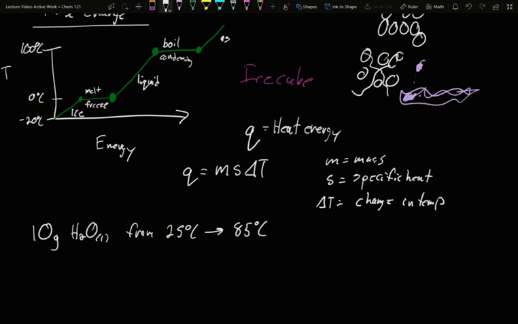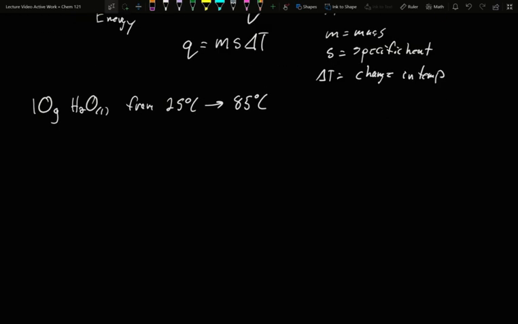We got some room temp water, but I need it hotter. So we're going to increase its temperature up to 85. How we would calculate it is that the total energy required, the Q, is going to equal the mass. Well, for us, that's 10 grams of water. And then the s value. So what is s?